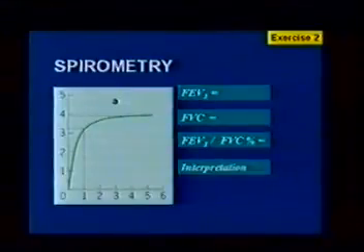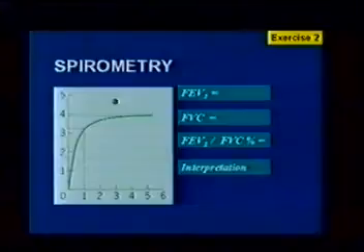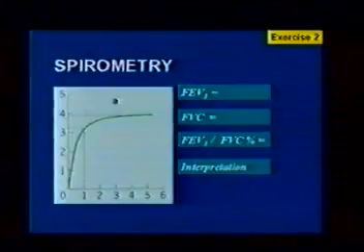Now here's a series of exercises for you. We would like you to calculate the FEV1, FVC, and the ratio, and then interpret whether it is normal or abnormal. When the music comes up, you can pause the tape and then do the exercise yourself.